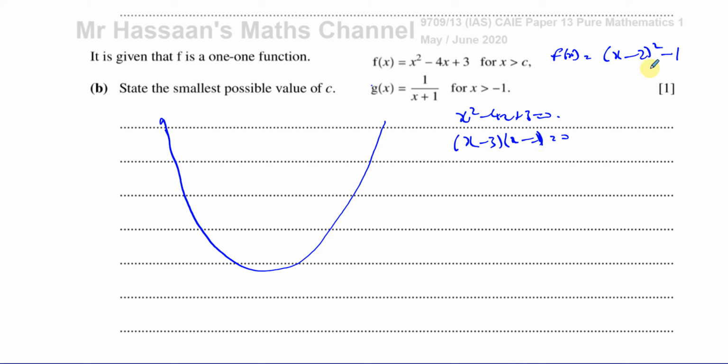We could also use this form. We could have said x minus 2 squared minus 1 equals 0. x minus 2 squared equals 1. x minus 2 equals plus or minus 1. So you end up with x equals 3 and x equals 1. Here, same thing: x equals 3, x equals 1. So I know it crosses the x-axis at 2 places, 3 and 1.